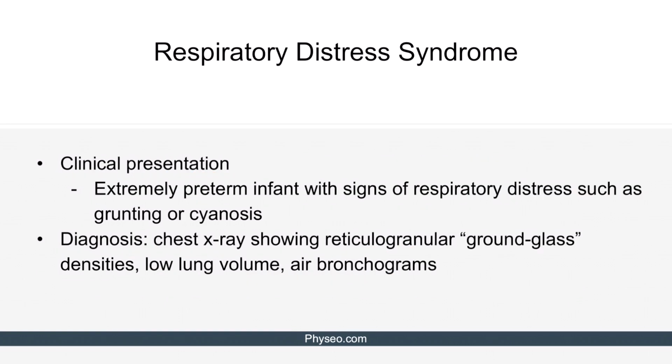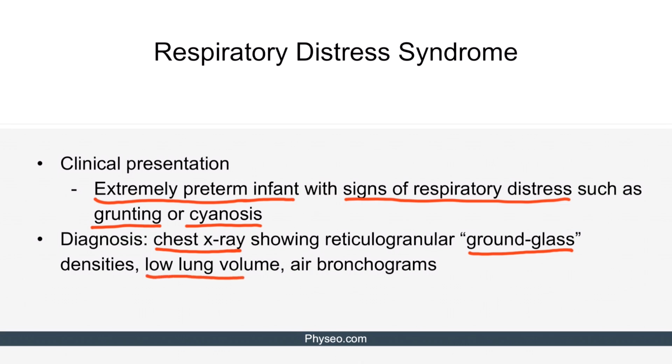The clinical presentation will be a premature infant with signs of respiratory distress such as grunting or cyanosis. The diagnosis is based on their clinical picture and can be confirmed with a chest x-ray. Chest x-ray in infants with respiratory distress syndrome will show a reticulogranular ground glass pattern with air bronchograms. The lung volumes will also be low, which will be an important factor in order to contrast respiratory distress to other respiratory pathologies in the newborn.